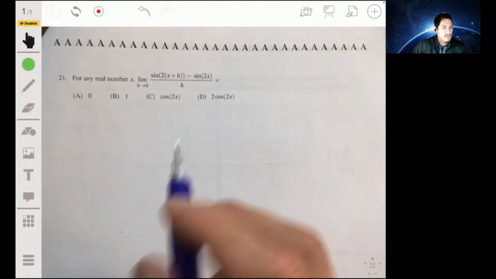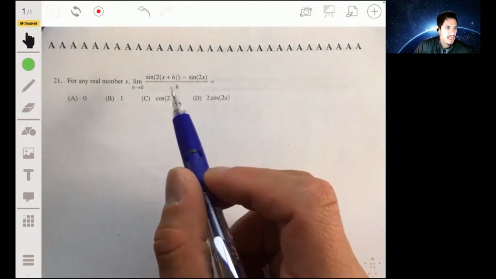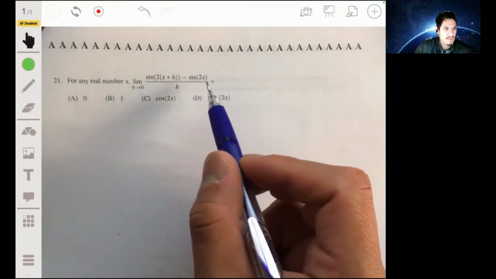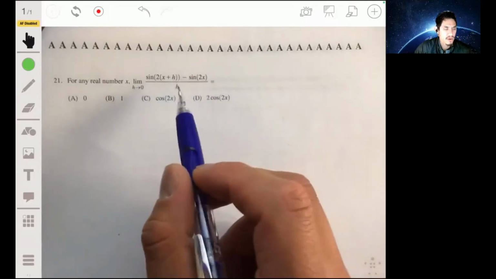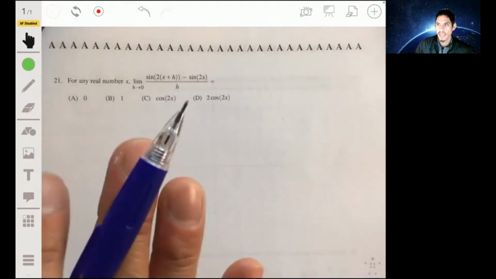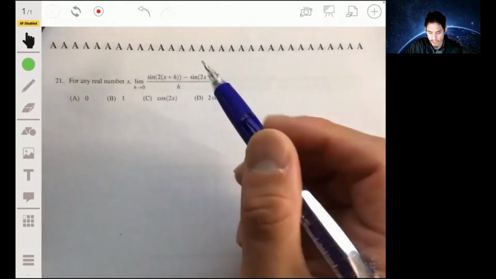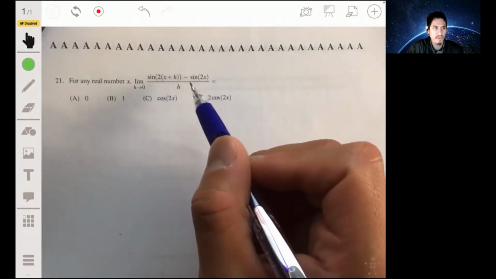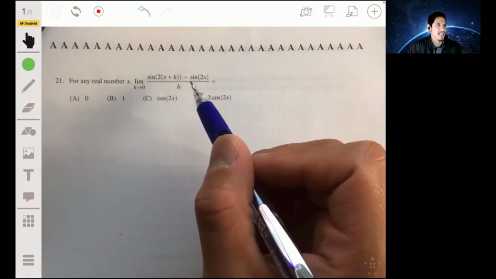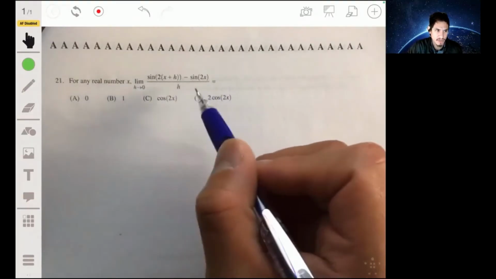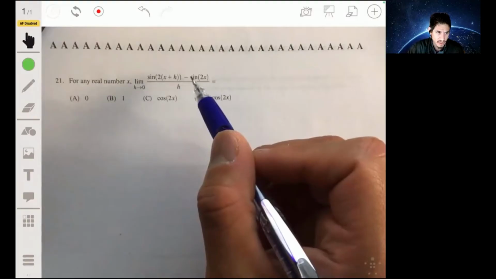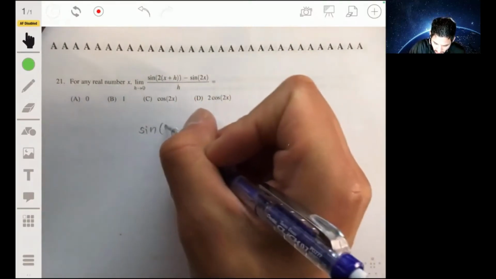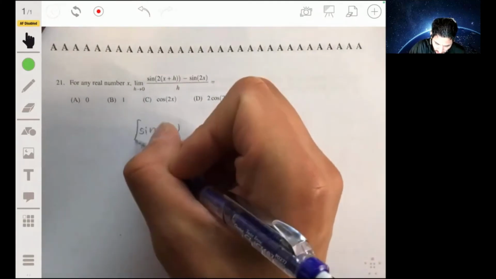21. For any real number x, we're given the limit as h approaches 0 of the sine of 2 times (x plus h) minus the sine of 2x, over h. Okay, so don't fall down a rabbit hole trying to do algebra. This is really just a problem where they want to assess if you can identify that this is the expression for the derivative. So this is simply the derivative of the sine of 2x. That's what you want to find.